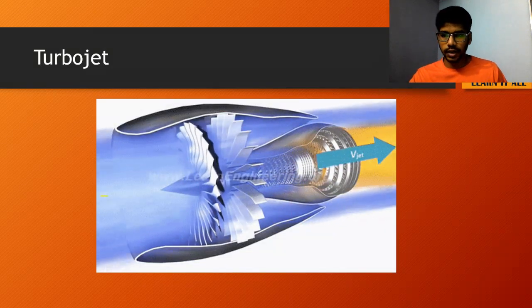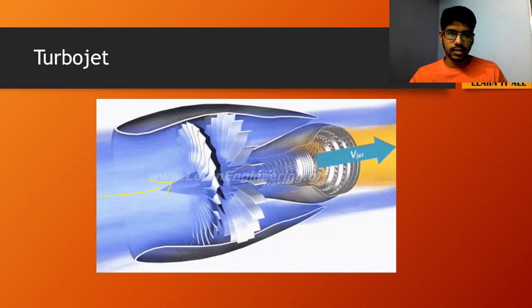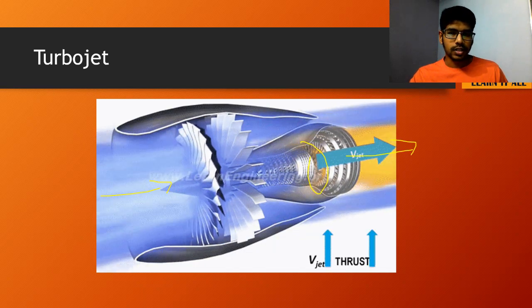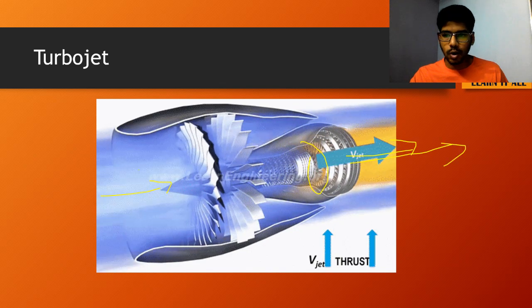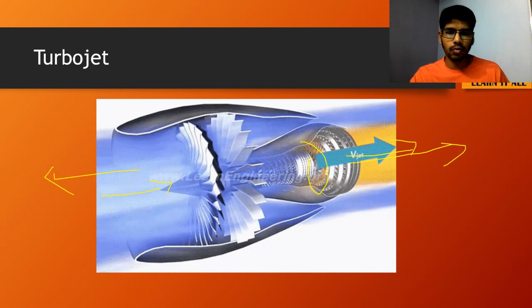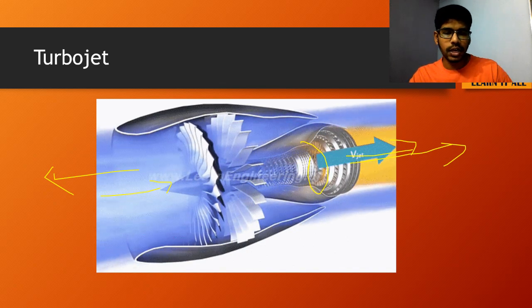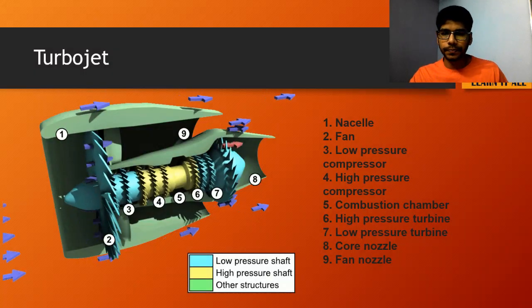This is the movement of the air. This is where the combustion works. This is the thrust. So for every action there is an equal and opposite reaction. The plane, or whatever object is present, moves forward, right? That is the working principle of the turbojet.